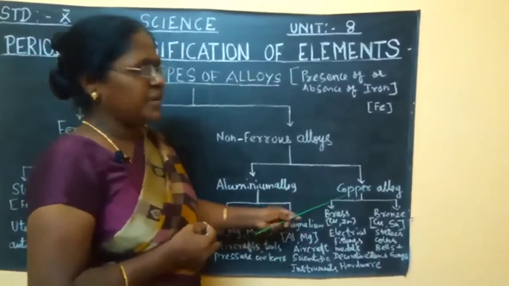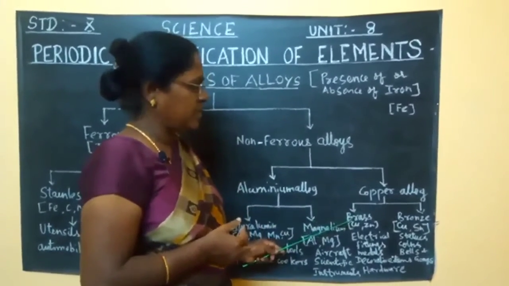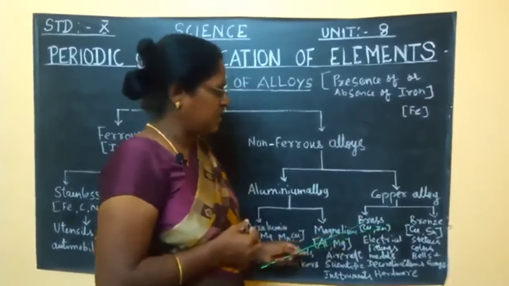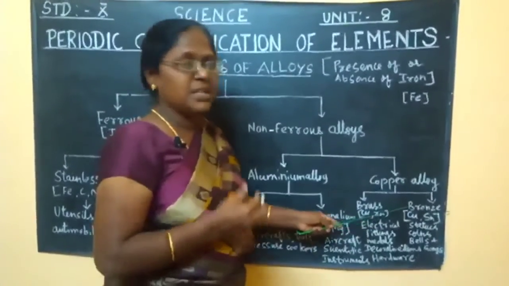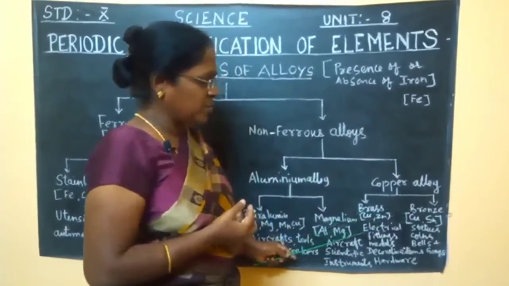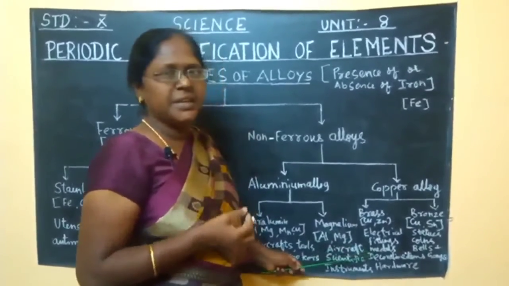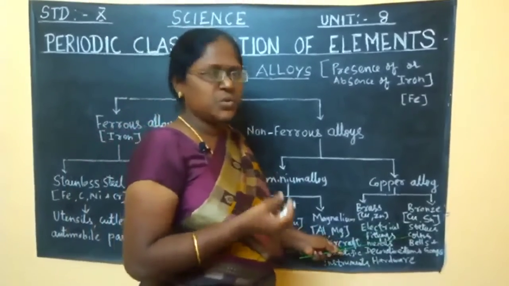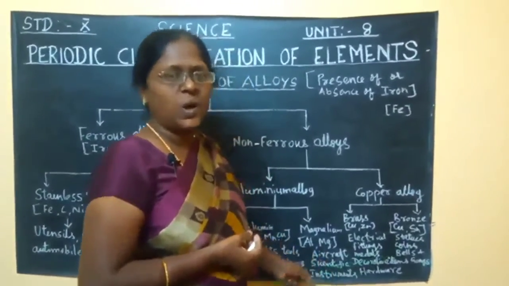Next one is copper alloy. This copper alloy has two types. One is called brass and another is called bronze. Brass has copper and zinc. Bronze has copper and tin. Brass is used to make electrical fittings, medals, decorative items and hardware. Bronze is used to make statues, coins, bells and gongs.